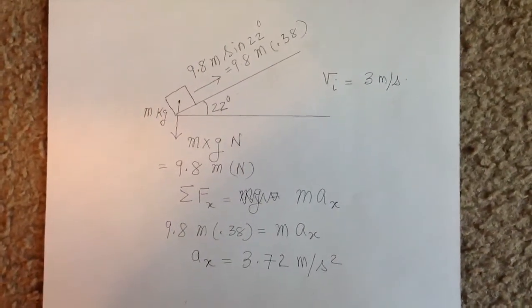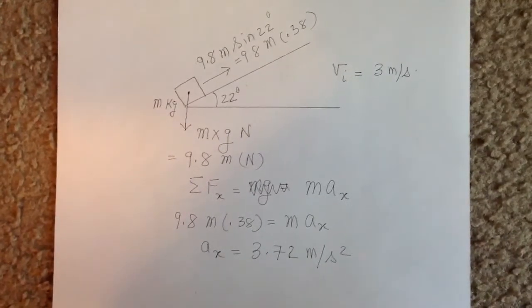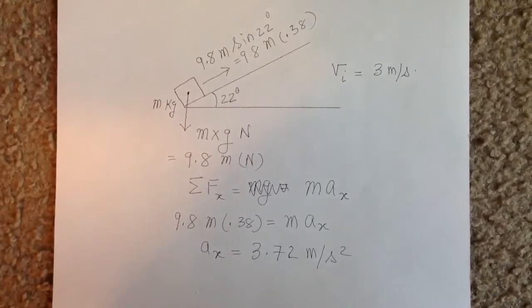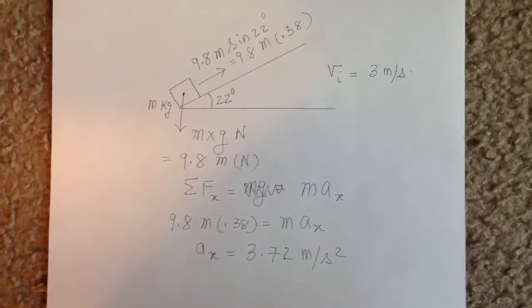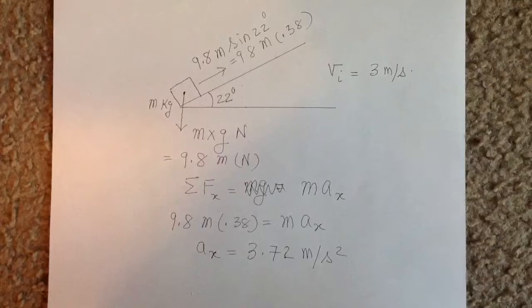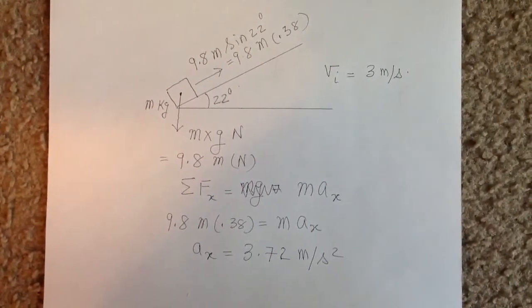An object of unknown mass is given a push which gives it a velocity of 3 meters per second, and the object thus starts to move up an incline at 22 degrees.